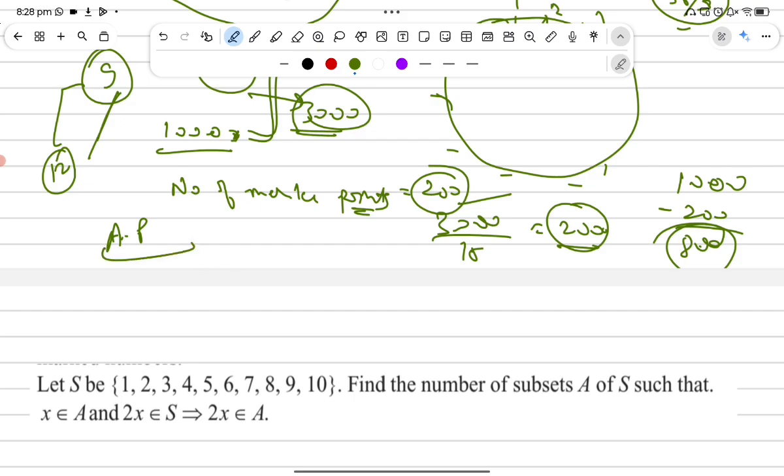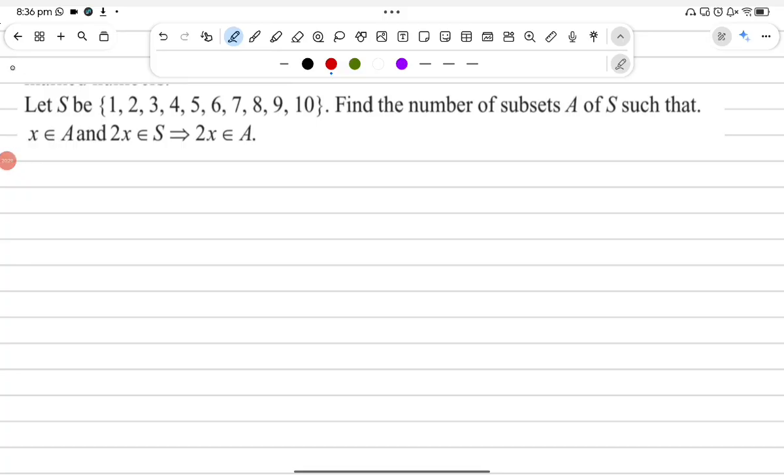So, anyways. All right, so coming to problem 12, I guess, right? We are provided with a set, numbers 1 to 10. We are supposed to find the number of subsets A of S such that if X belongs to A and 2X belongs to S, this implies that 2X belongs to A as well. Wow. First of all, subset. What is a subset? So let's say we have a set S.